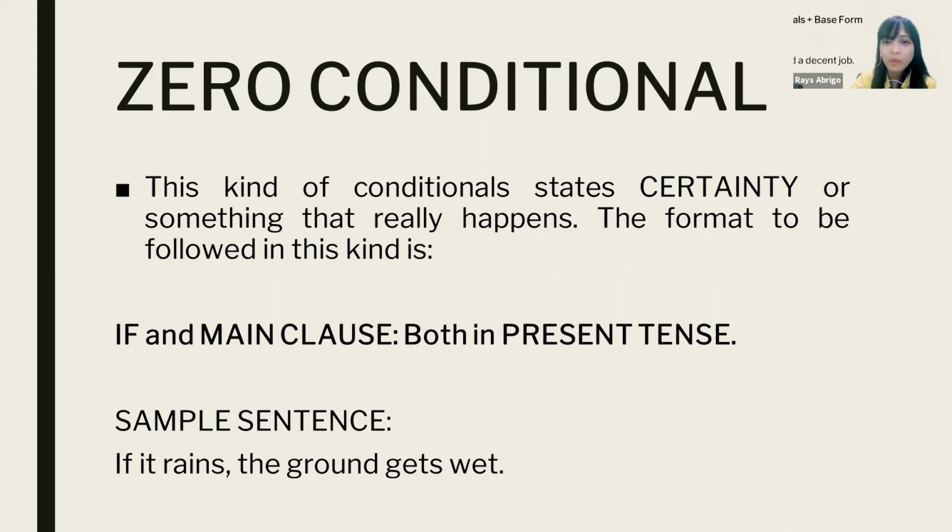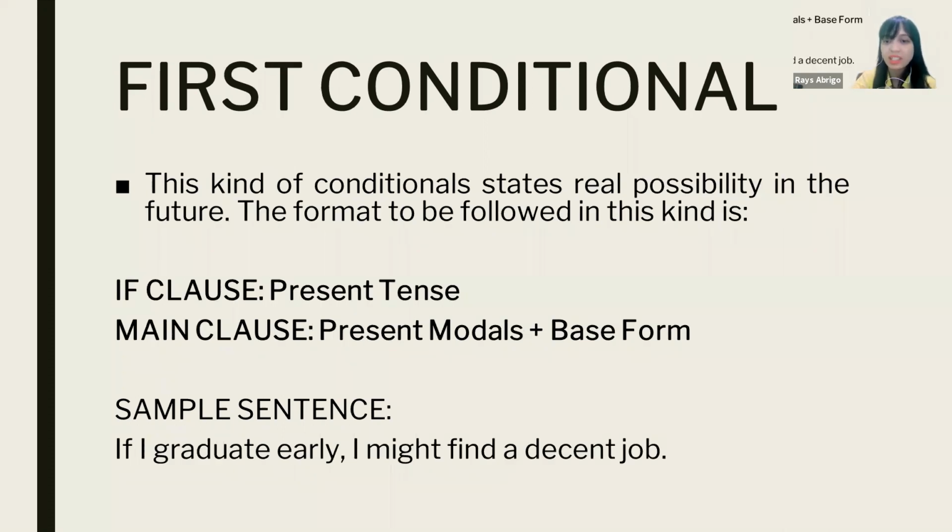Next to this, we have what we call the first conditional sentence. Now, this kind of condition states a real possibility in the future. So we aren't talking about a real fact, something that we are sure is really happening, something that is constant. Here we are talking about something that will happen in the future.